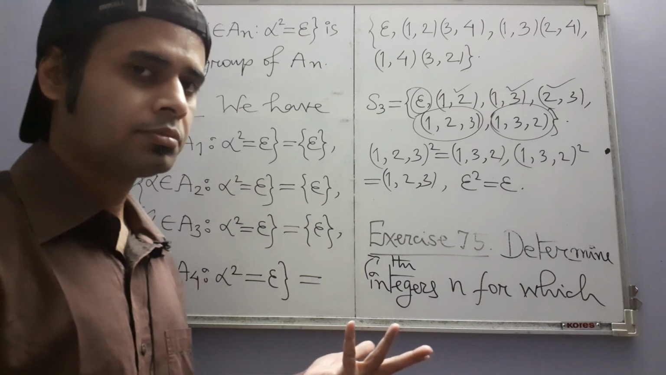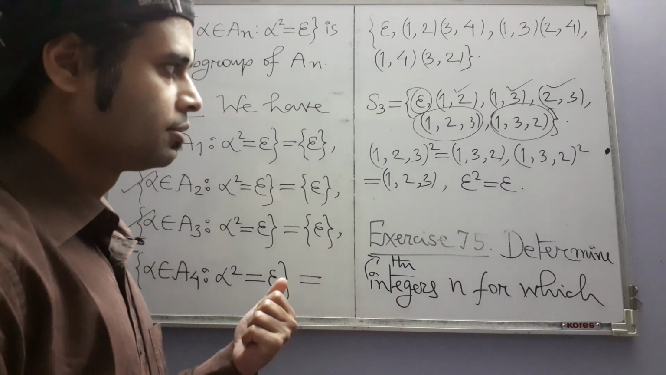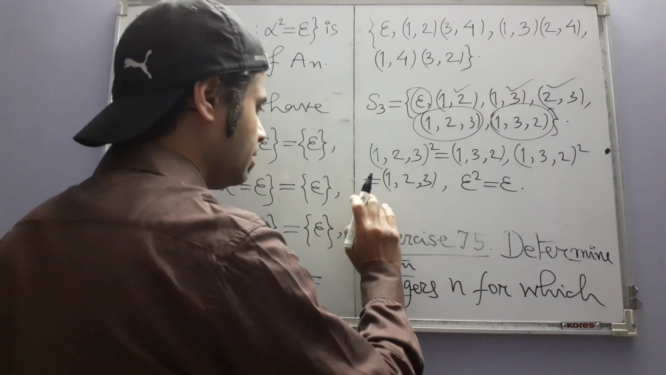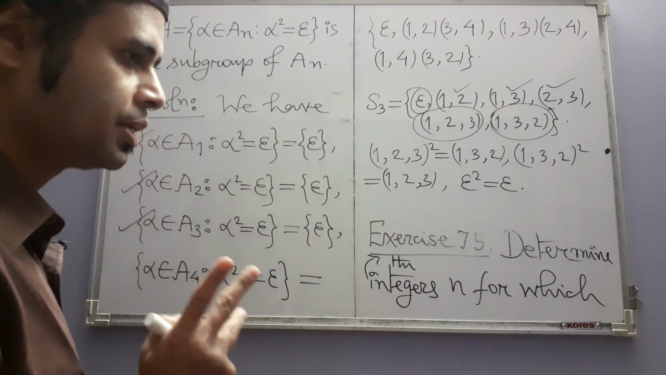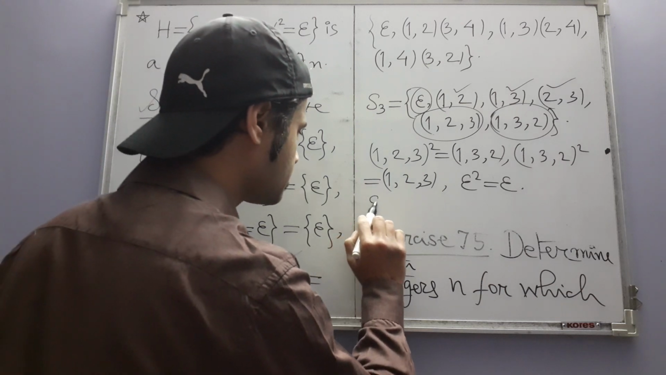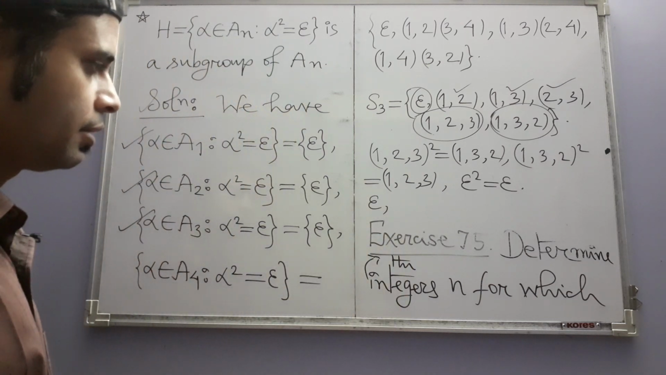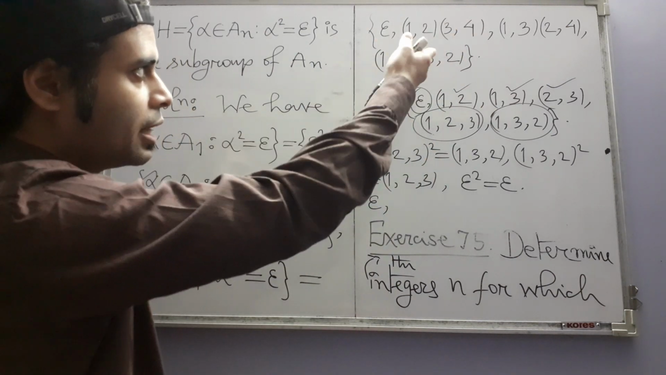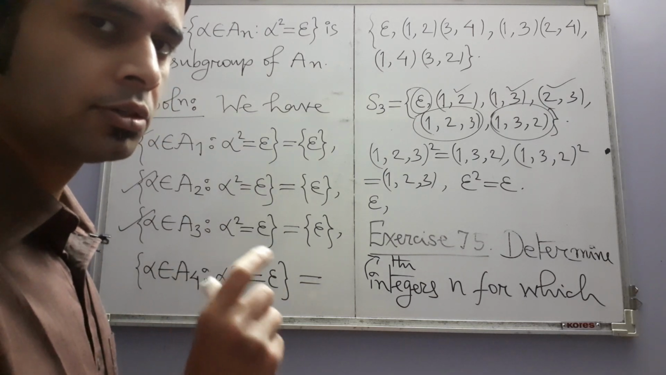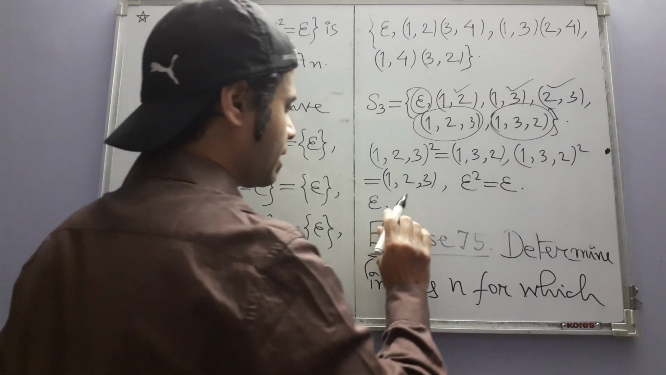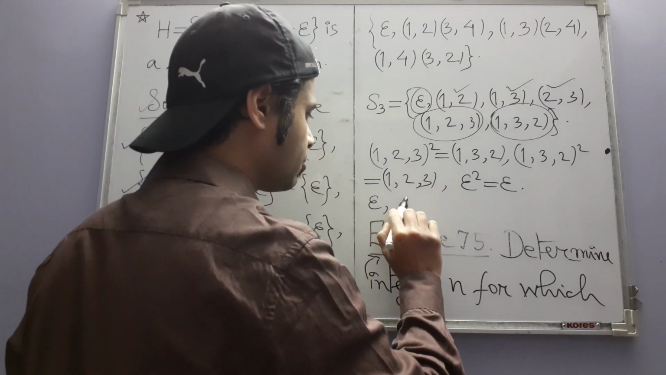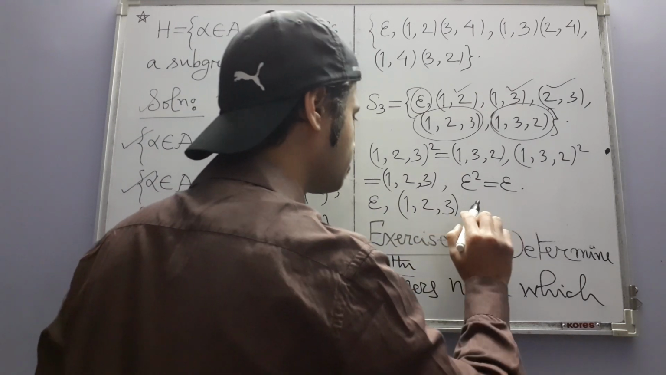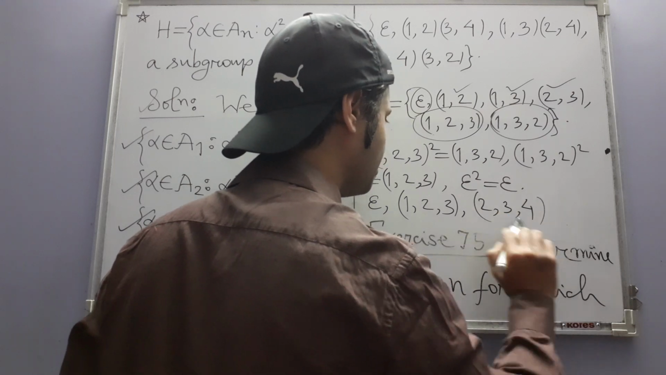We can say what the elements in A4 are, or rather what their cycle structures are. A4 has three types of elements. One of them is of course the identity. Another one is of this type. These three elements that you see, each one is a product of two disjoint two cycles. And there are some other elements which are all the three cycles. For example, this one, or for example 2, 3, 4, and many more such.